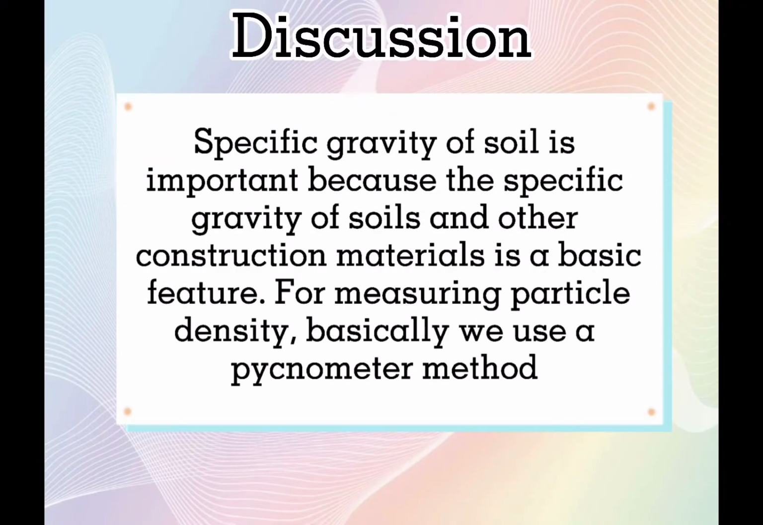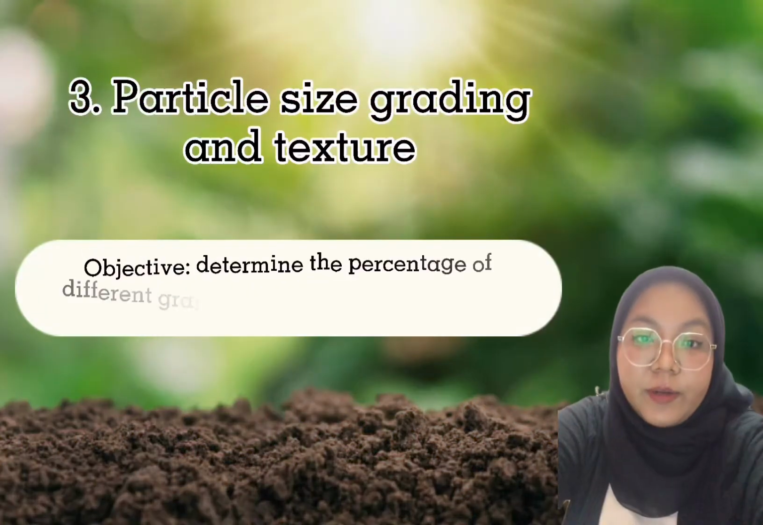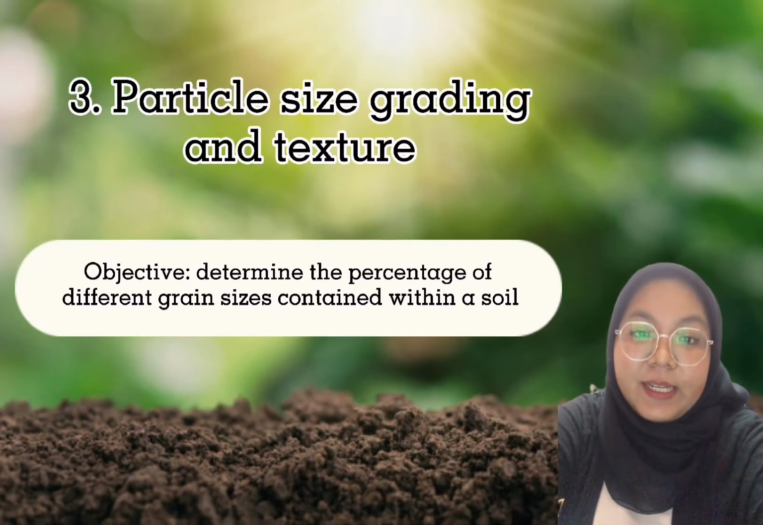Specific gravity of soil is important because the specific gravity of soil and other construction material is a basic feature. For measuring particle density, basically we use a pycnometer method. The next experiment is particle size, grading and texture.